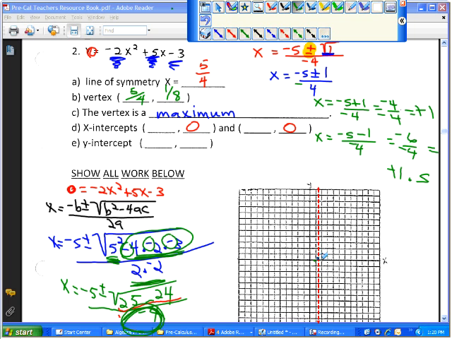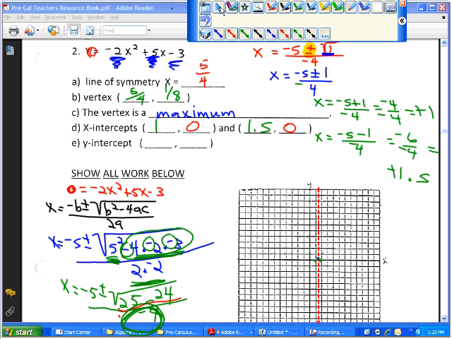And then I've got one at 1.5, which is right here. Both of those are 1/4 of a unit from the line of symmetry. They're squeezed in pretty tight, okay? A little bit hard to see. So my x-intercepts were 1, 0, and 1.5.